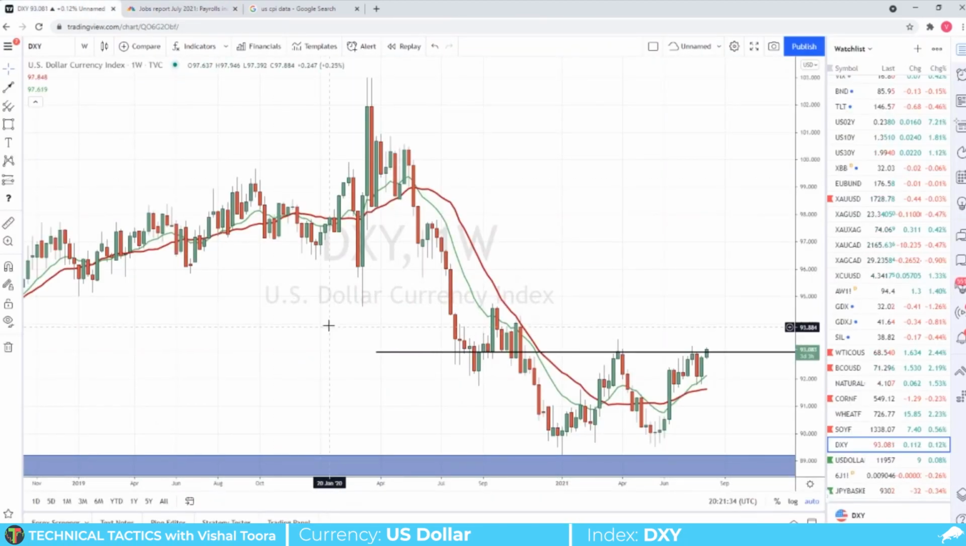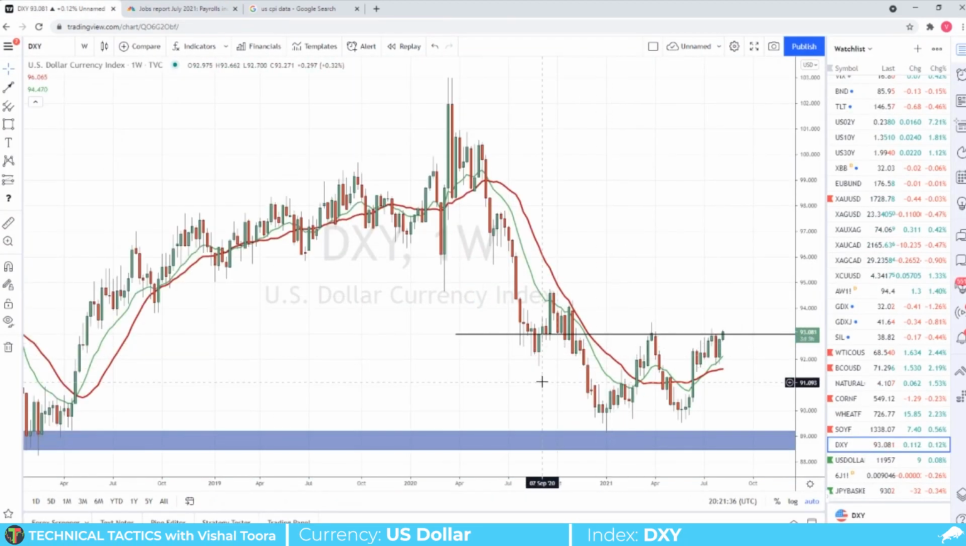What that means for the US dollar is, because of that interest rate differential, where the Fed is looking to taper and likely raise interest rates sometime down the road, the dollar would go higher compared to other currencies. So this week is huge for the US dollar.